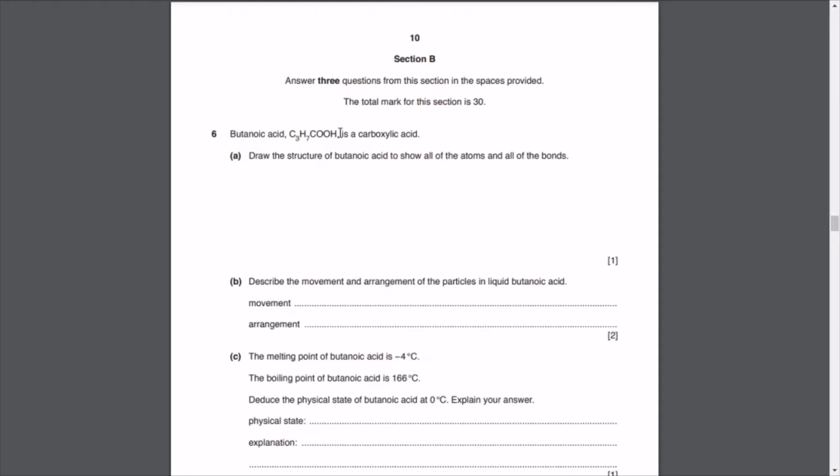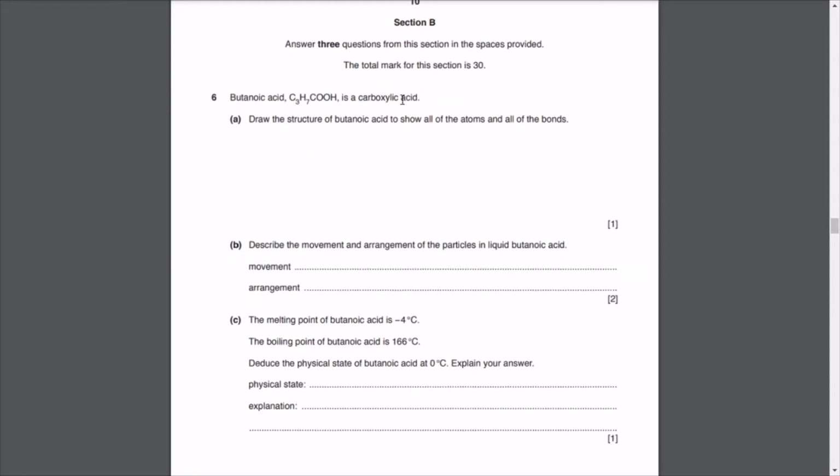Moving on to part B, describe the movement and arrangement of the particles in liquid butanoic acid. Liquid butanoic acid means the particles will be sliding over each other because it's liquid, and the arrangement is going to be random because once again it's liquid. It's a very basic states of matter kind of question, even though this is related to organic chemistry.